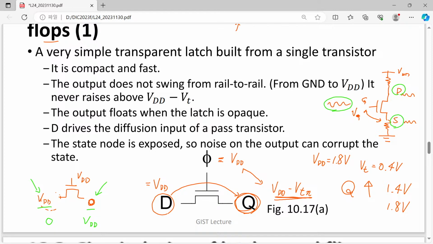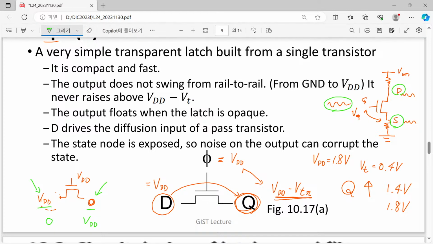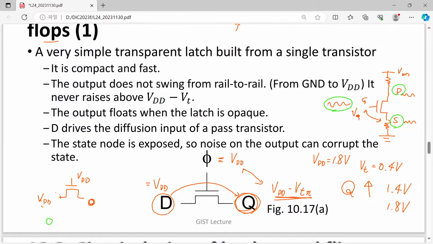Okay, his question was quite good, but let's come back to the case. If we have this condition, then now we understand that this cannot be raised up to VDD. It will be stopped at VDD minus VT.